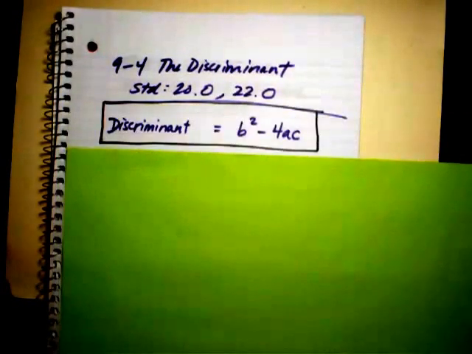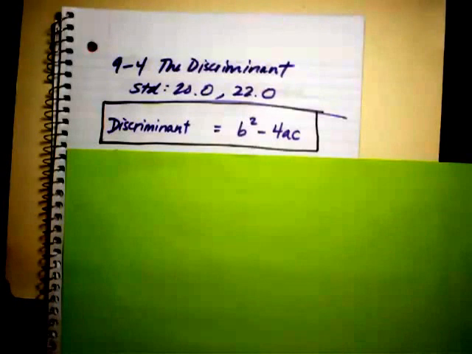Another part of section 9.4 is the discriminant. The discriminant covers standards 20.0 and 22.0. The discriminant is the portion of the quadratic formula that is underneath the square root sign. So you have the discriminant equal to b squared minus 4ac. It's only that small portion of that formula, but it tells you a lot of information.